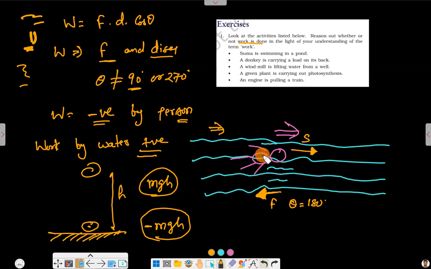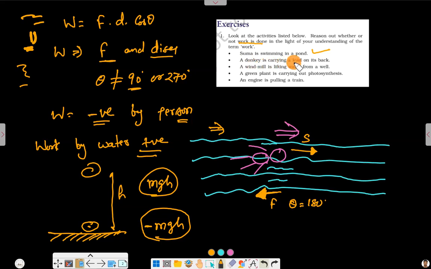So that person trying to swim, he loses some energy because he is doing work, so his work done is negative. And in return he gains a displacement, because when he applies force on the water, that water again pushes him in the forward direction. Okay, so there will be work done. When a person is swimming in the pond, work done will be there.